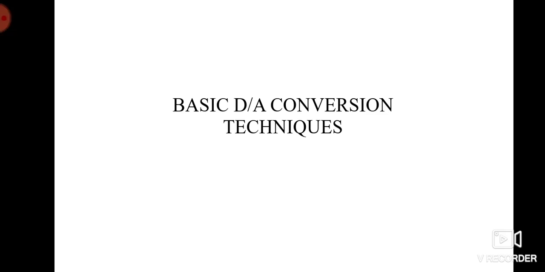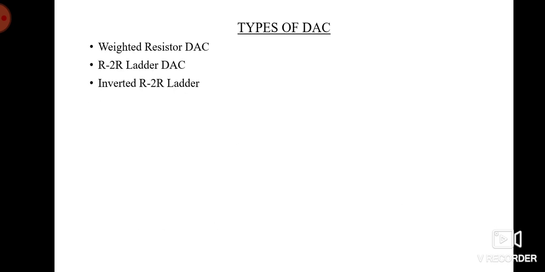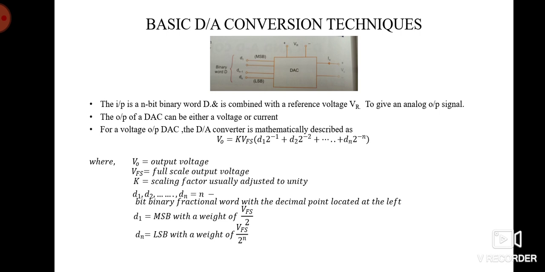We can see the basic D2A conversion and some of the types of D2A conversion techniques. Here, this is the basic D2A conversion technique. The circuit diagram shows the basic D2A conversion technique. In this, the input is an n-bit binary word, capital D, combined with a reference voltage VR to get an analog output voltage signal.